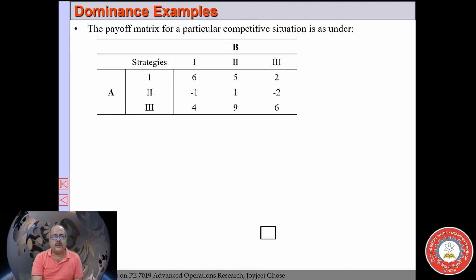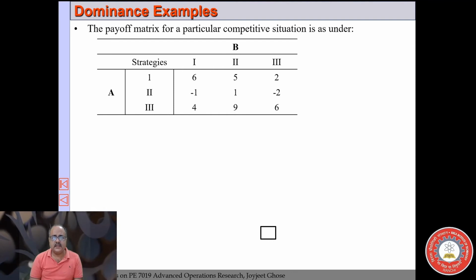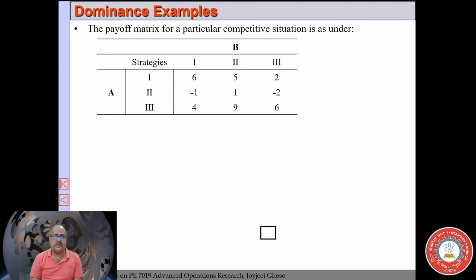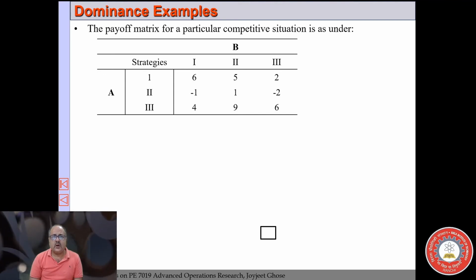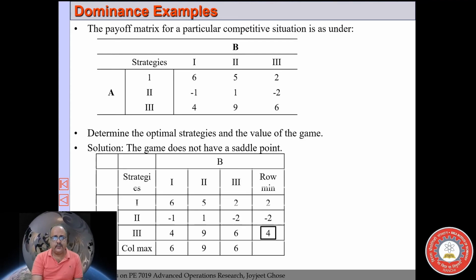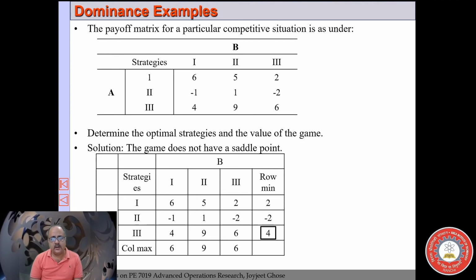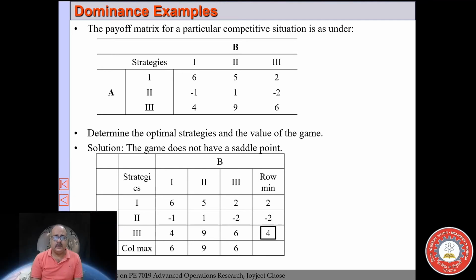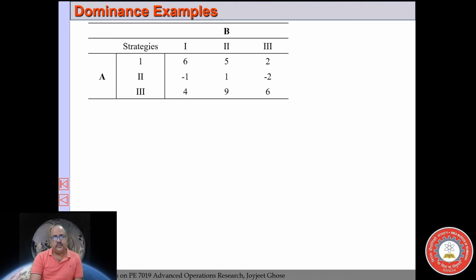So this is a payoff matrix. I'll discuss this example and then I'll leave you to solve more problems. So this is a particular example where A has 3 strategies and B has 3 strategies. Obviously this cannot be solved by the algebraic method, and there exists no saddle point here. So there is no saddle point. I found out the row minimum. Very important, you always find out the saddle point. So I'll apply the rule of dominance.